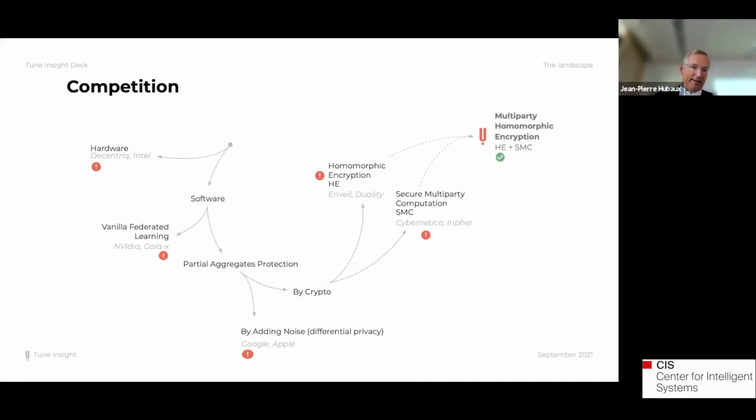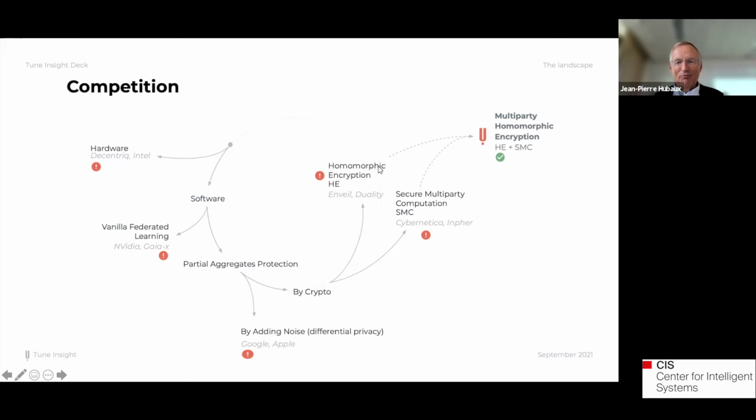Of course, it goes faster, but then you have to tolerate the risk that the partial aggregates are not protected. Or you protect the partial aggregates, and you can do this either by adding noise with differential privacy, which is what Google and Apple have done in some of their products, but then you lose in terms of accuracy, or you protect by crypto. And here again, you can protect by homomorphic encryption, and there is a company in the US, Duality, that does this, or people protect by SMC, and here there are additional competitors, including our good friends at Infer, who are actually next door on campus.